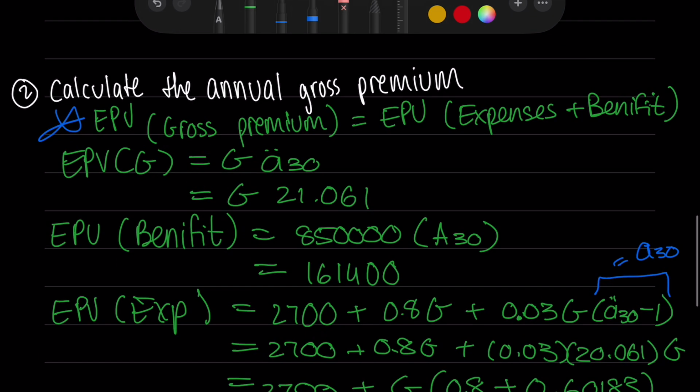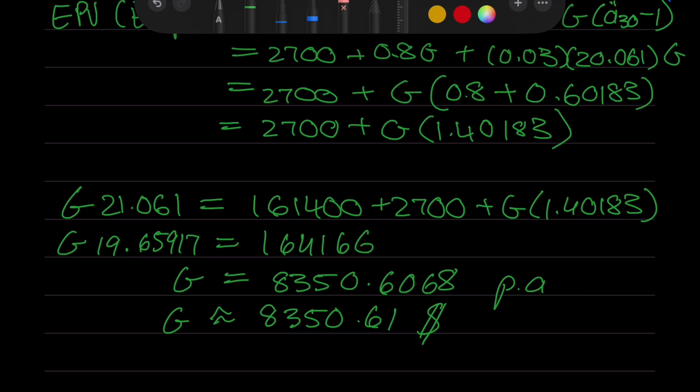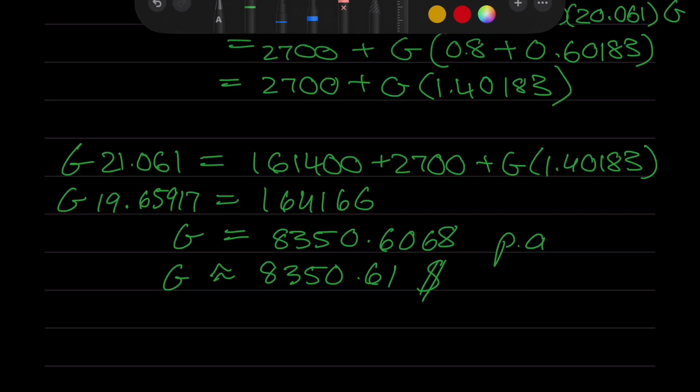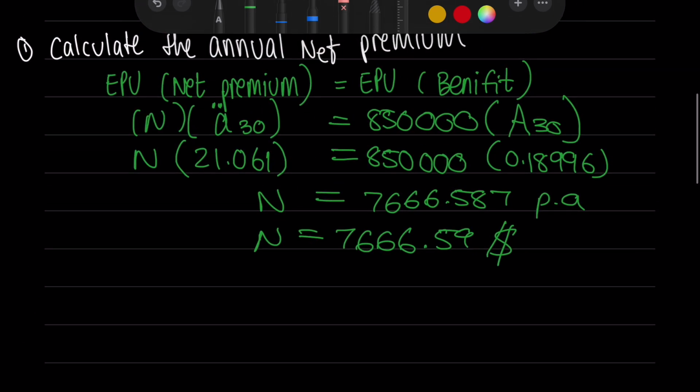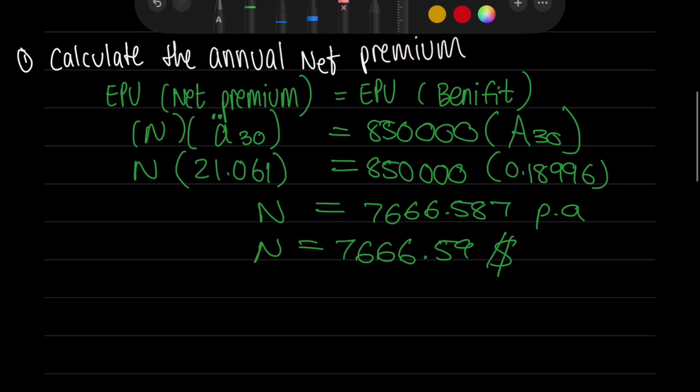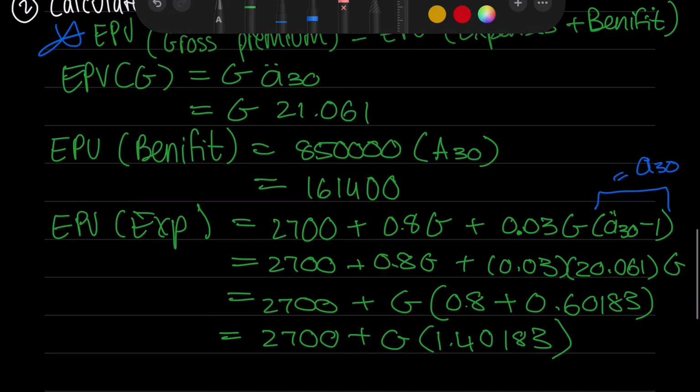Dollars, that's what we're working in. There's our answer. You can see that it should make some intuitive sense that our gross premium is quite a significant amount larger than our net premium because now we are accounting for expenses that we must also pay in our premiums.